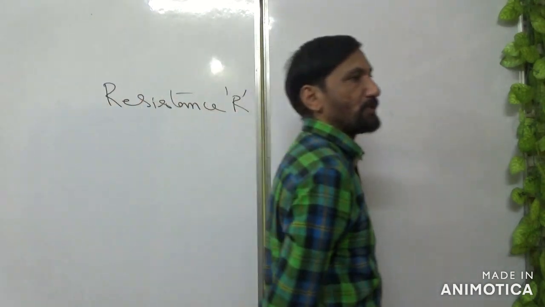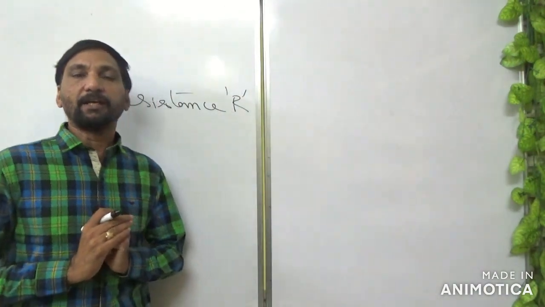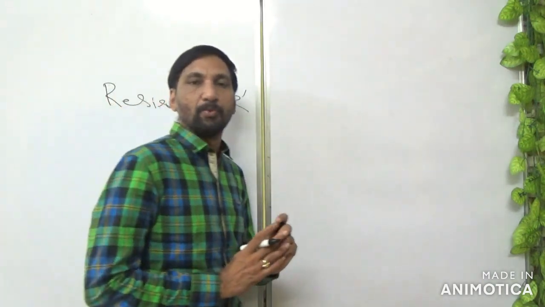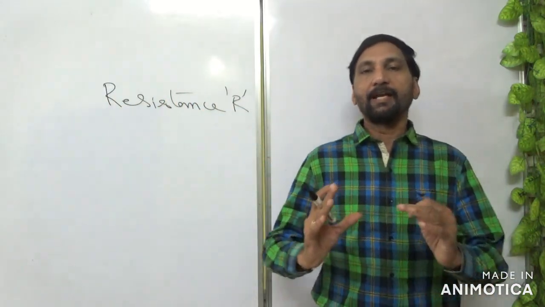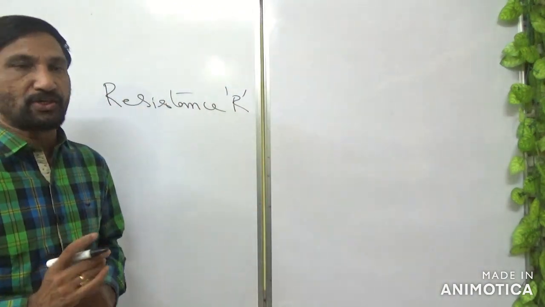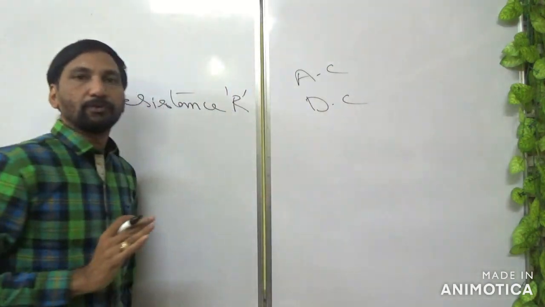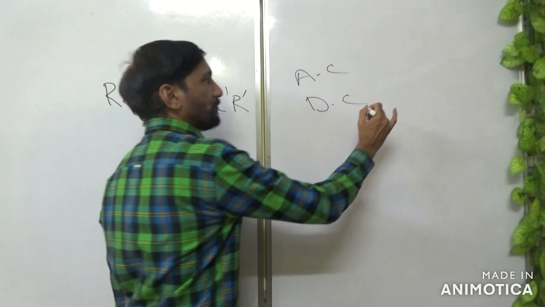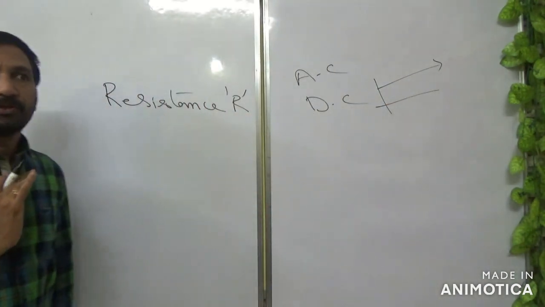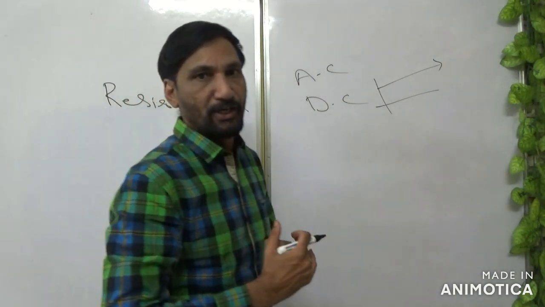So resistance means one which opposes the flow of electric current. So what is electrical resistance? One which opposes the flow of electrical current, that is direct current. Actually we have two currents, alternating current and direct current. For the time being, remember, direct means current which does not change its direction. Alternating means which periodically changes the direction.